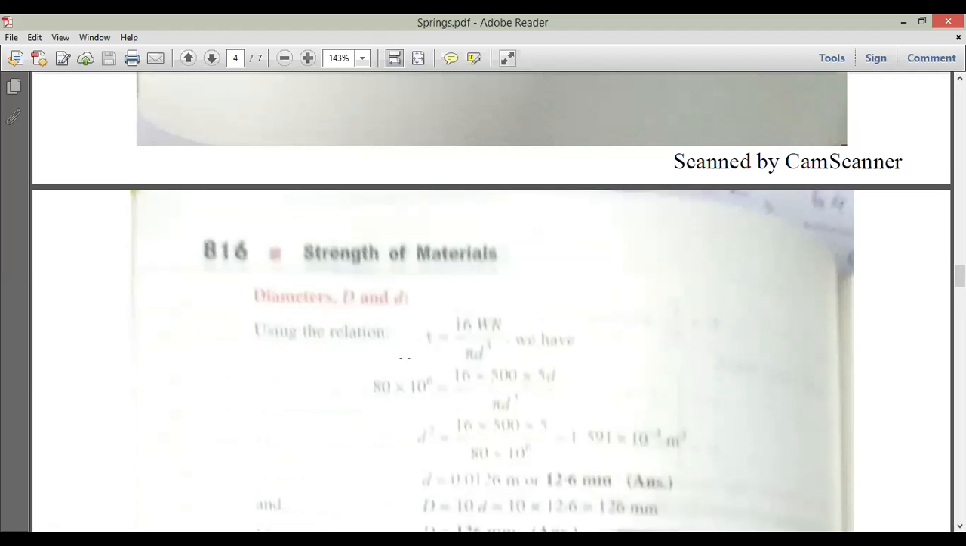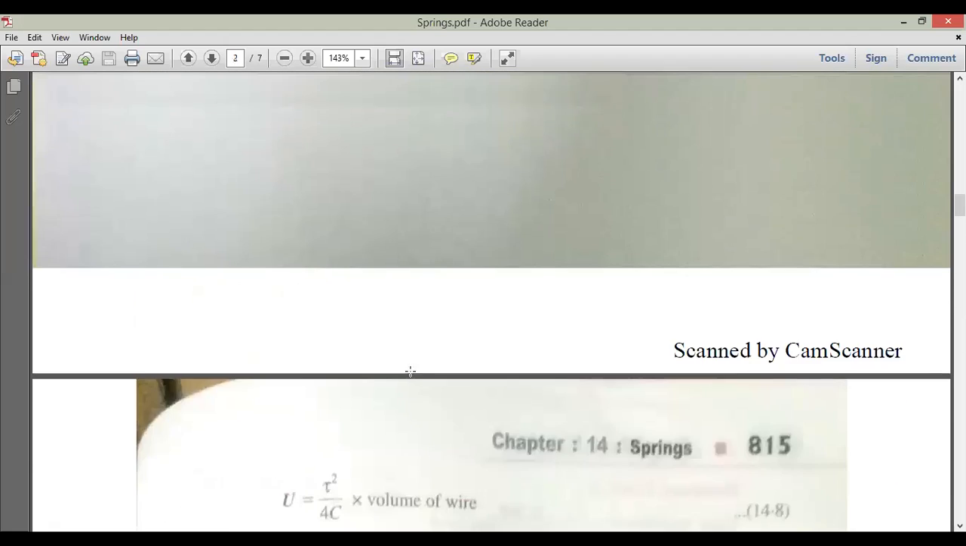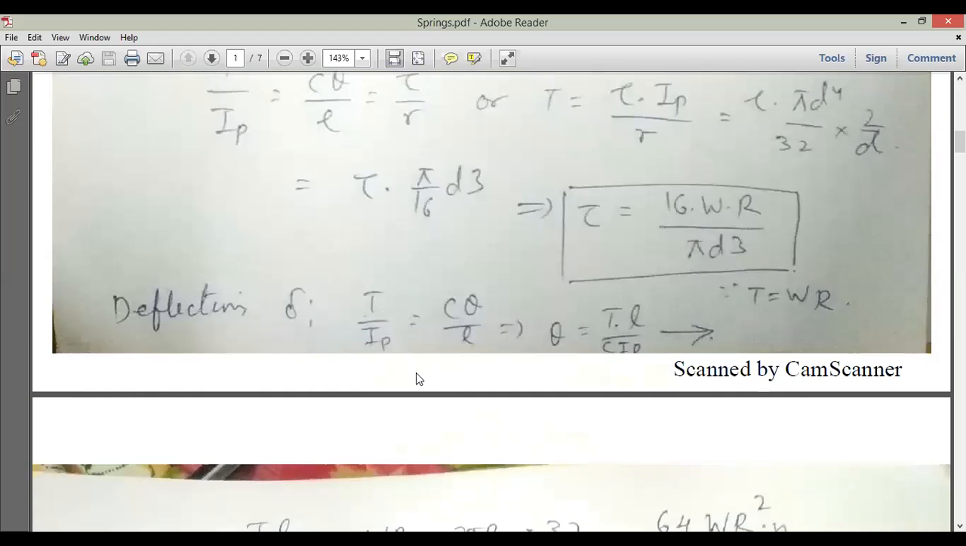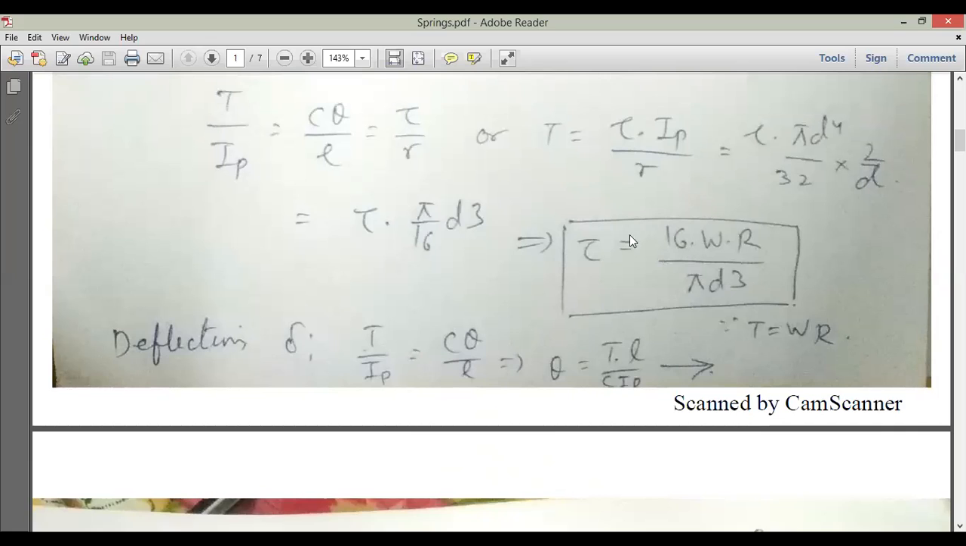Shear stress is given as equal to 16 W R by pi d cube. We have earlier derived 16 W R by pi d cube. This is the maximum shear stress a spring can hold, so this can be implemented.